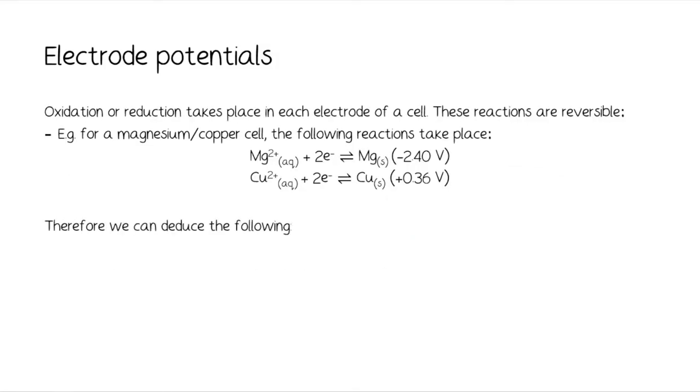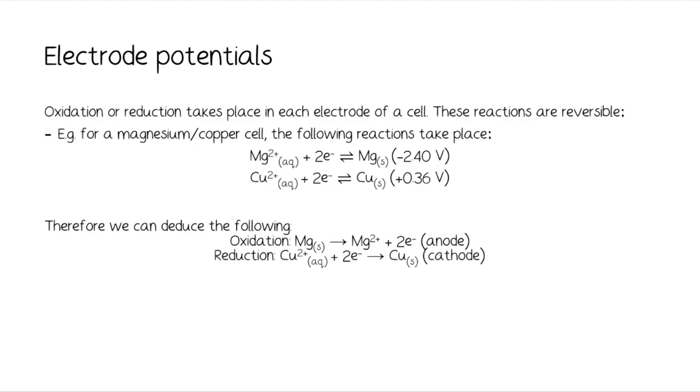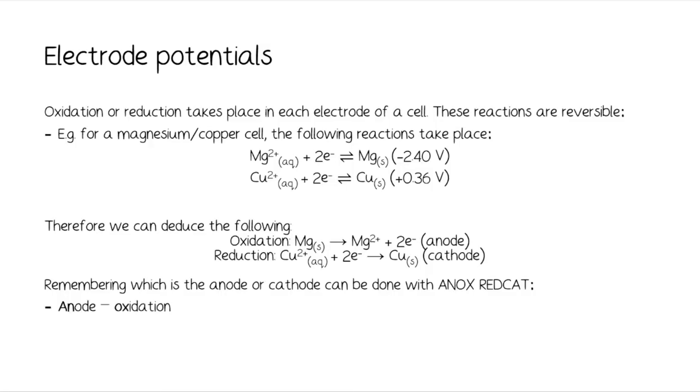Based on this example, we can deduce the following. Magnesium is being oxidized because it's more negative, and copper is being reduced. Now, we need to decide which is the anode and cathode. Oxidation happens at the anode, reduction happens at the cathode. A good way of remembering this is: an ox, red cat. So anode, oxidation, cathode, reduction. And again, that makes sense because the anode is negative and you're getting oxidation, which is releasing electrons into the circuit. So that forms a negative electrode. And they're moving towards the positive electrode, which is the cathode, where reduction happens.